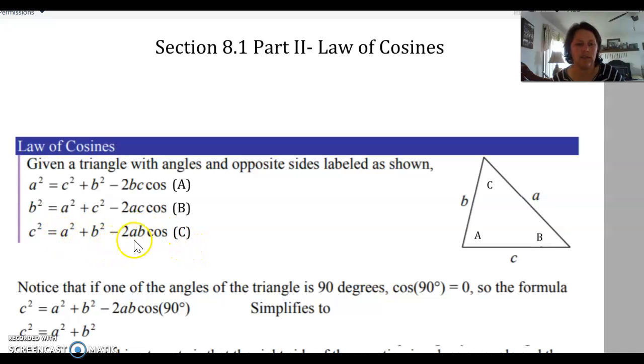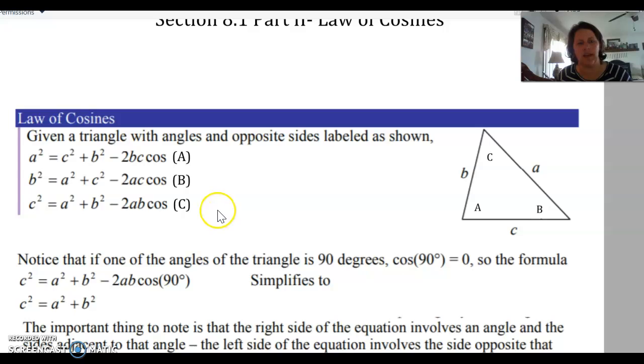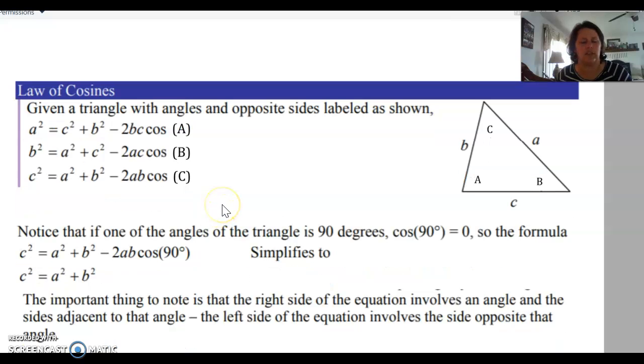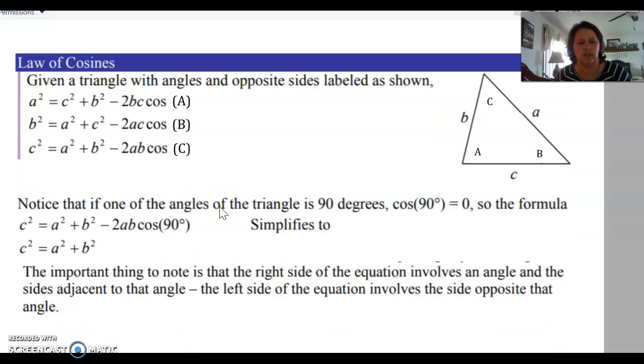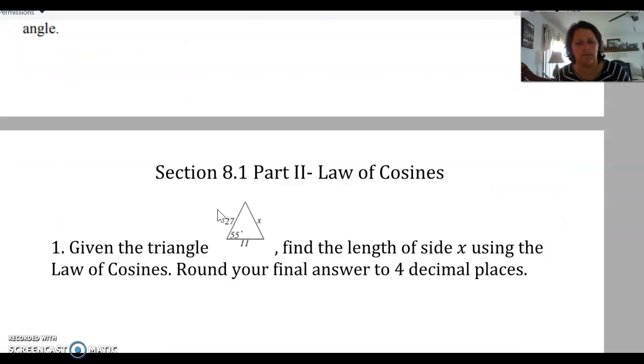And then what's here in the middle is everything else. So if we have c squared on the left-hand side, then we're going to add the sum of the squares of the other two sides minus 2 times the other two sides, and then cosine of the angle opposite the side on the left-hand side. So it's really not too difficult of an equation to memorize. I'm not too worried about that. Just as long as you can figure out how it works, you'll know how to use it again. You don't have to memorize that equation.